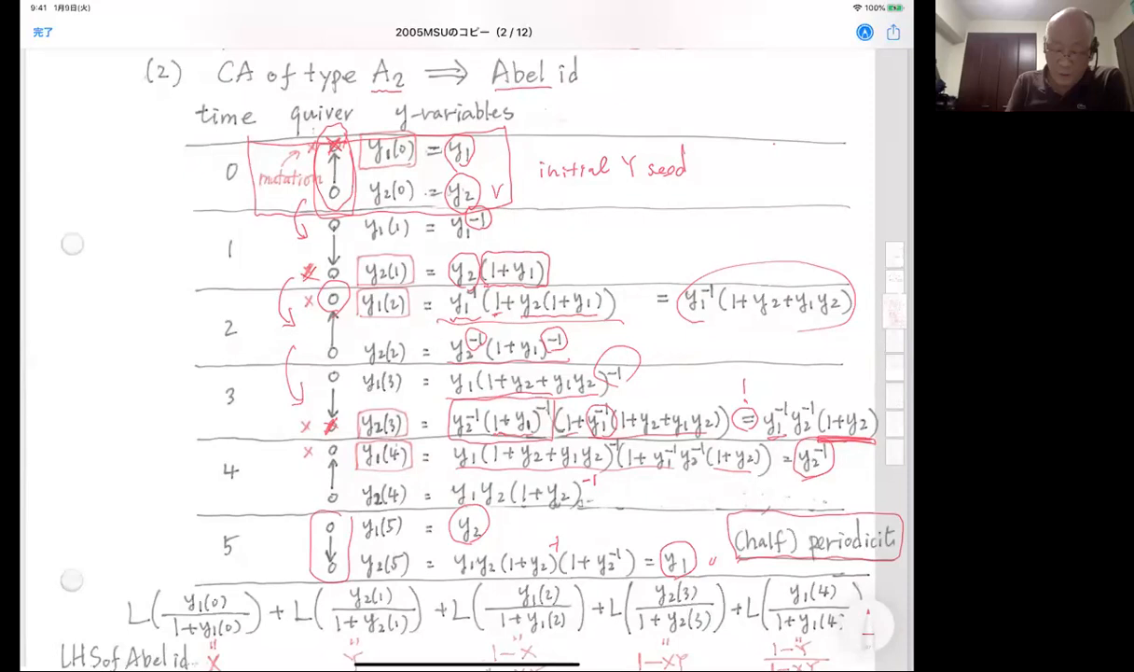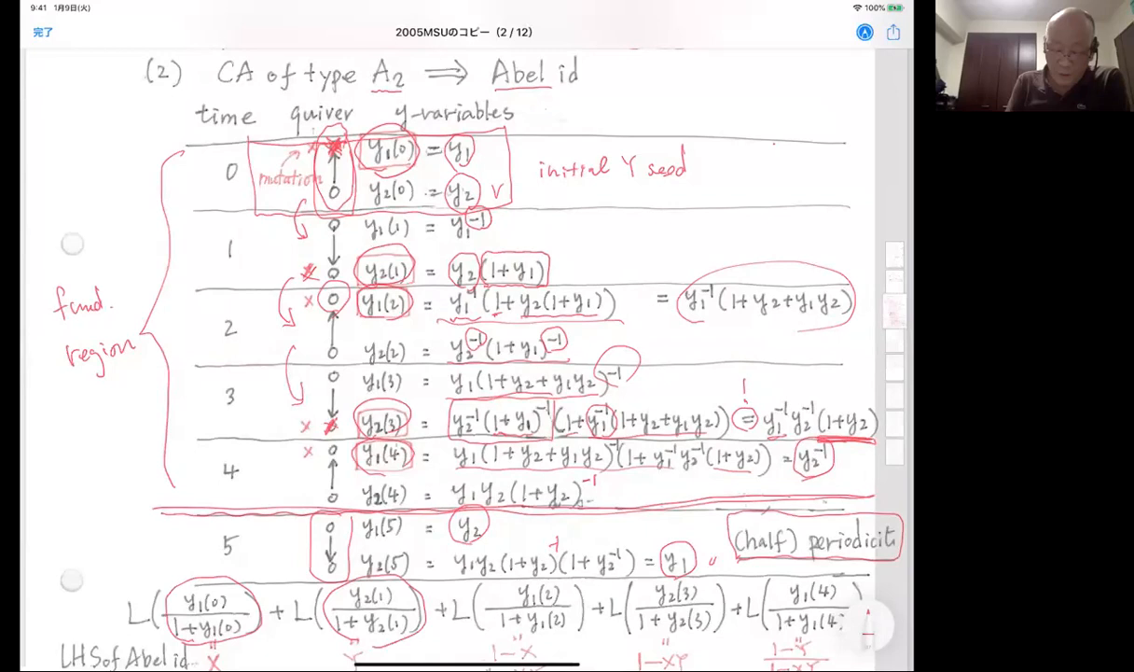So once you get such a partial periodicity, you consider a fundamental region here. And you just pick up only the y variable which corresponds to the mutated vertices. So I mean this one, this one, this one, this one at each time. So we have there from this, and at time one you have two because the second vertex is inverted, and you have one here. We have two here. We have here. We just consider such things, yeah.